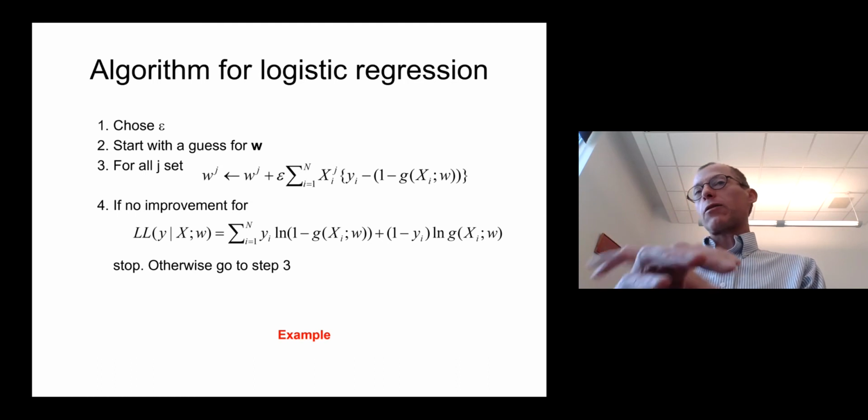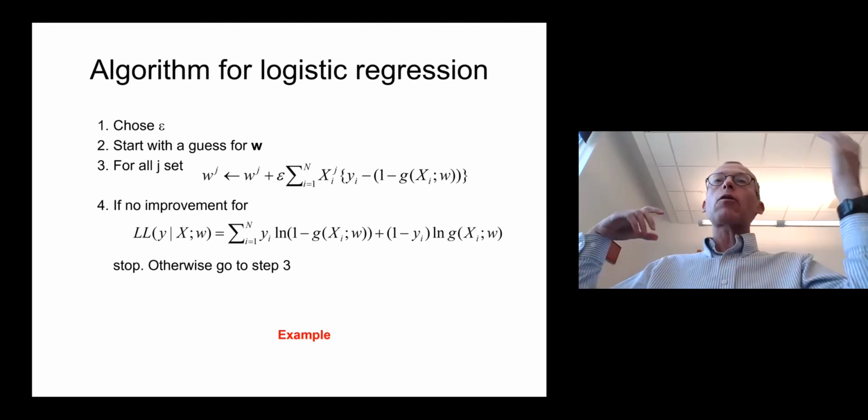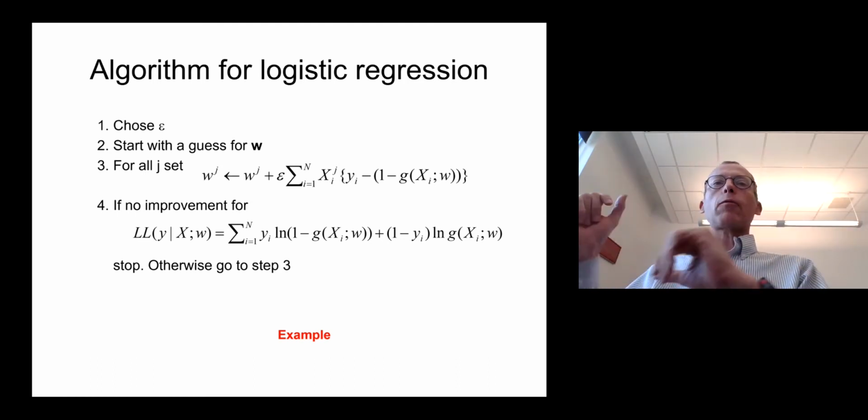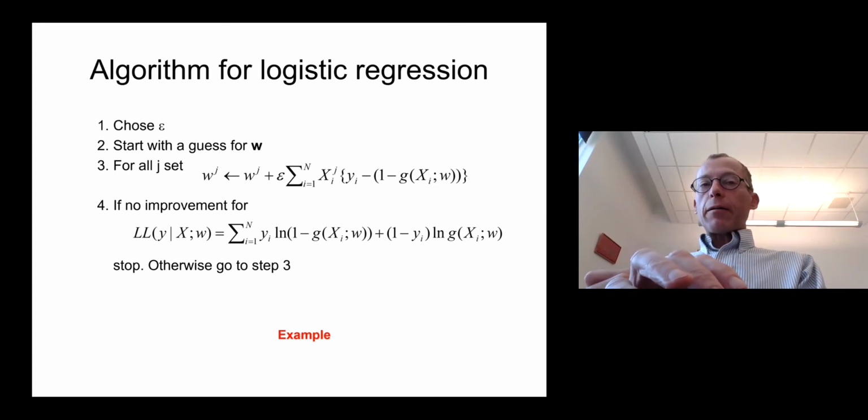We have to start with a guess. You can guess W as 0, right? So just guess all the values of W as 0, or you can guess 1 or whatever you want. And now we start iterating.